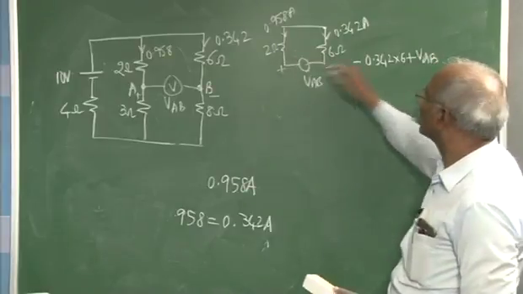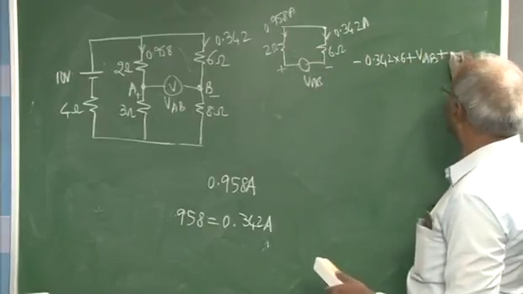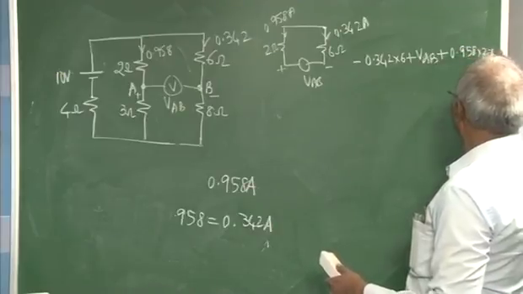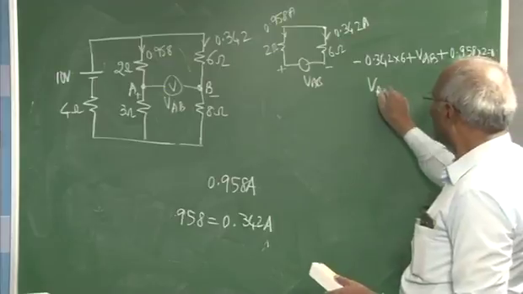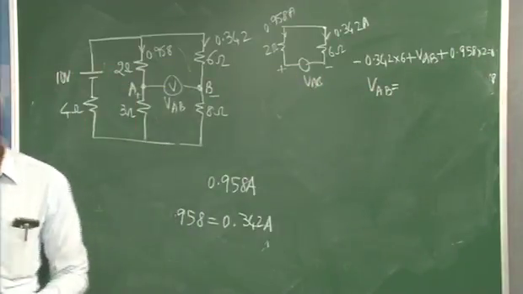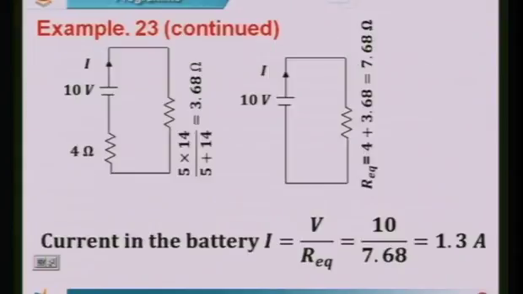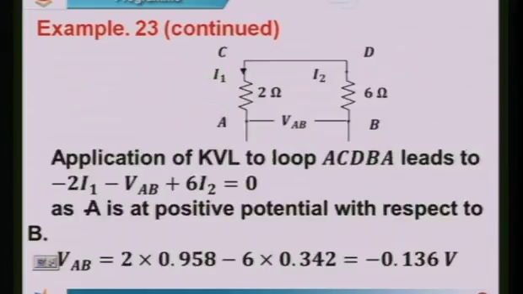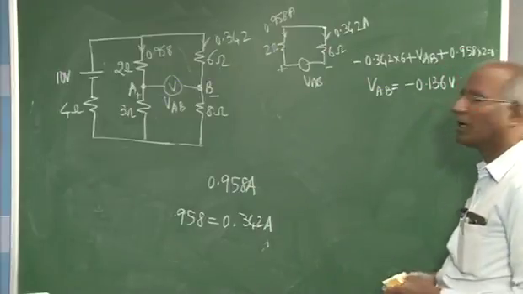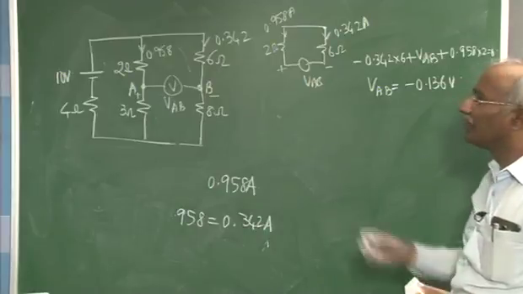Then I am going against this current, therefore it is plus 0.958 into 2 will give you 0. Therefore, VAB works out to be equal to minus 0.136 volt, indicating A is not positive but A is negative. Therefore, B must be positive.